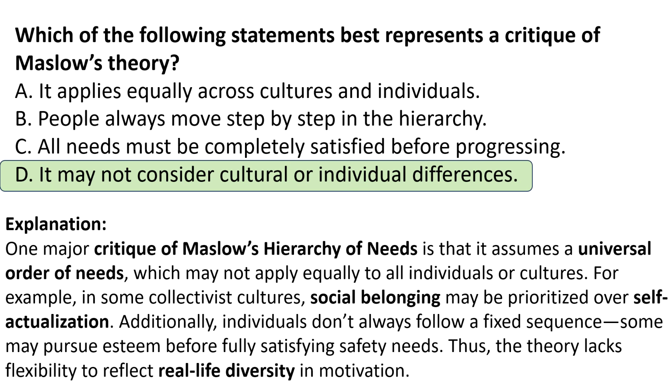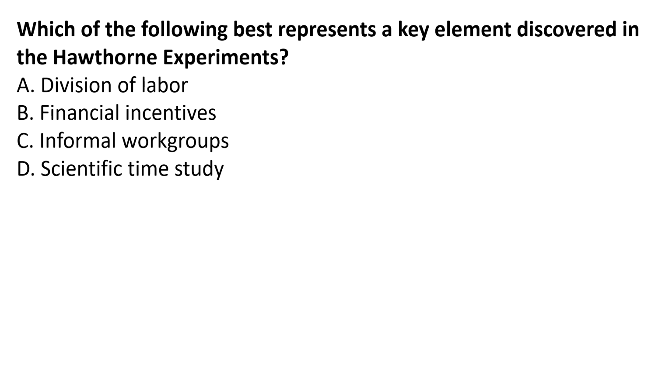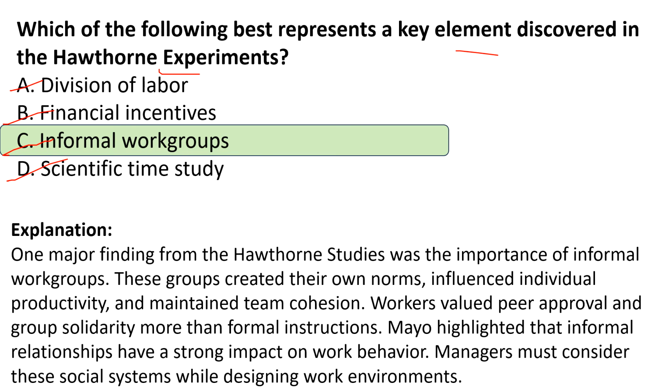Which of the following best represents a key element discovered in the Hawthorne experiments? Division of labor, financial incentives, informal work groups, or scientific time study? So this is informal work groups. How? Sometimes, more than formal instructions, we feel more motivated and more confident with the ideas given by our peers, given by the groups. So we feel more motivated and more positive about those ideas.